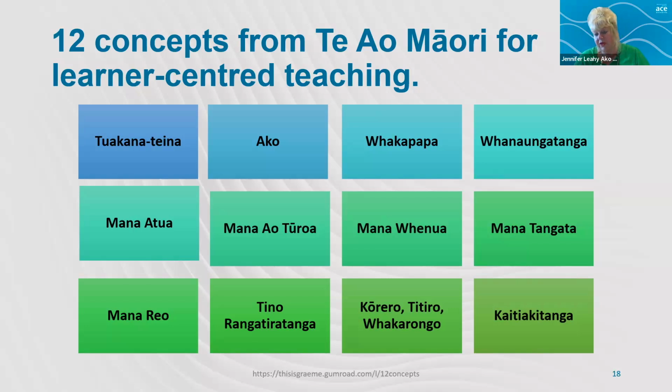Second one, the concept of ako is the idea that as an educator, I'm learning just as much as I'm teaching. The third one is about whakapapa, and so that's drawing on our background, our heritage, where we've grown up, and the people, the connections that we have. Okay, actually, we'll come back to this.